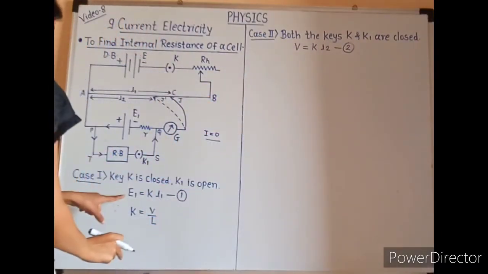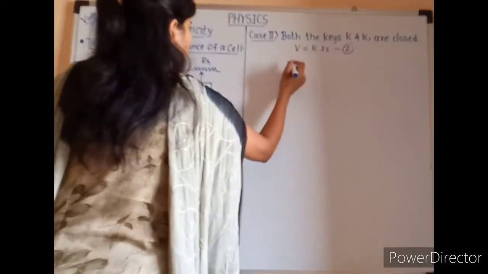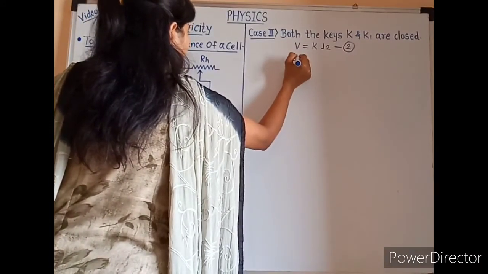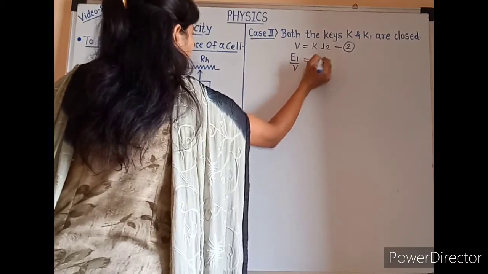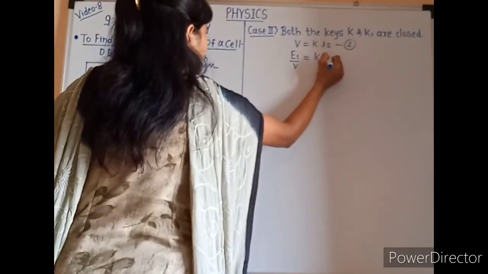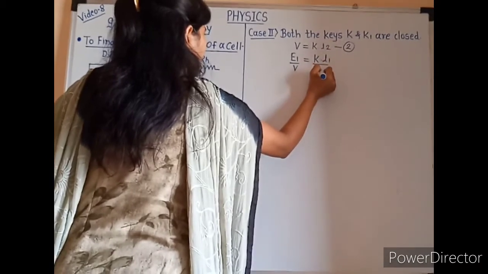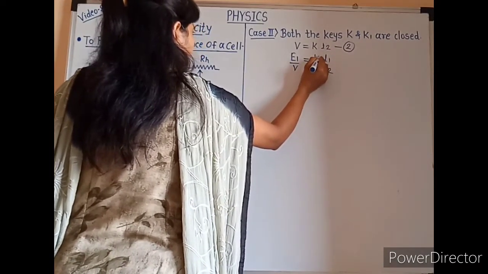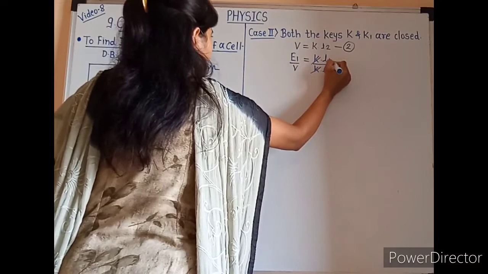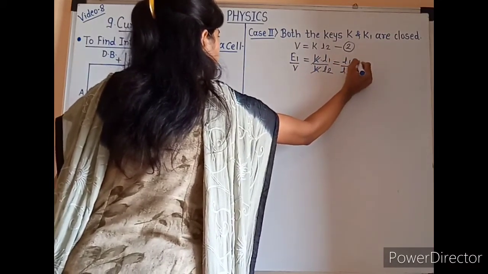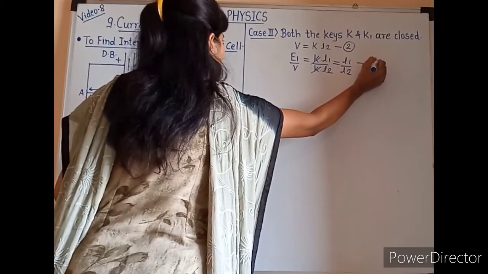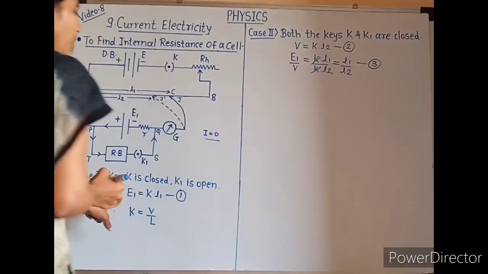Now from equations 1 and 2, we can write E1 upon V is equal to K L1 upon K L2. This K will cancel and we get E1 upon V is equal to L1 upon L2. This is equation number 3.